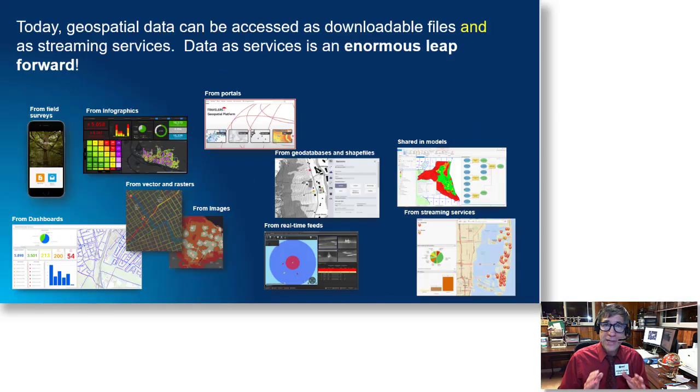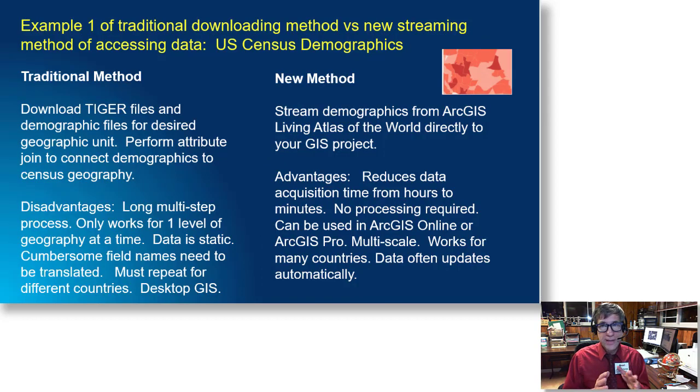Today, geospatial data can be accessed as downloadable files, which has been the case for decades, and increasingly nowadays as streaming services, data as a service. Data as services is an enormous leap forward in many ways. We'll talk about a few of those in this presentation. Here on this slide, you can see some of the ways that geospatial data is being served. Let's discuss two examples of the traditional way of obtaining data versus today's streaming and other methods.